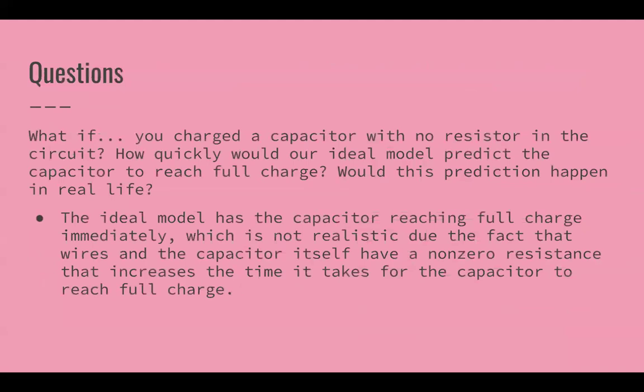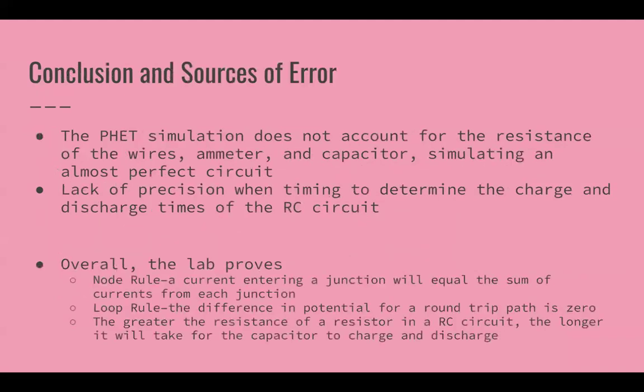What if I charged a capacitor with no resistor in the circuit? How quickly would our ideal model predict the capacitor reaches full charge? And would this prediction happen in real life? The ideal model has a capacitor reaching full charge immediately, which is not realistic because the wires and the capacitor itself have a non-zero resistance that increases the time it takes for the capacitor to reach full charge. And then for the conclusion, sources and error.